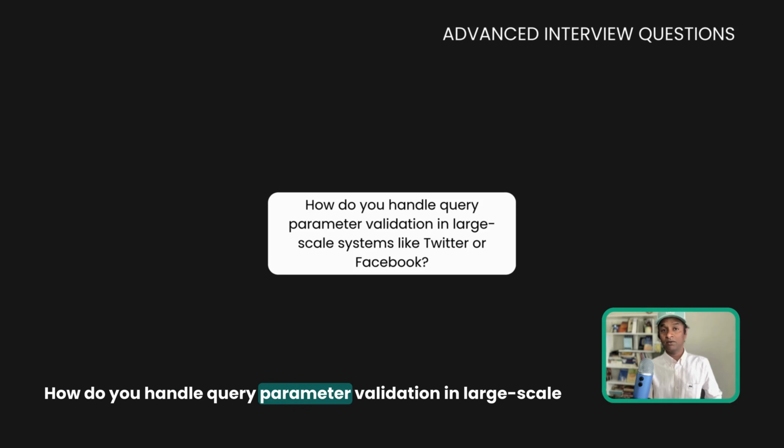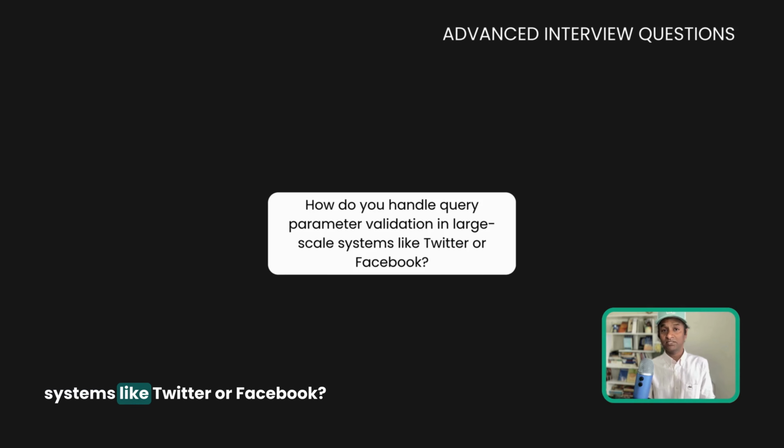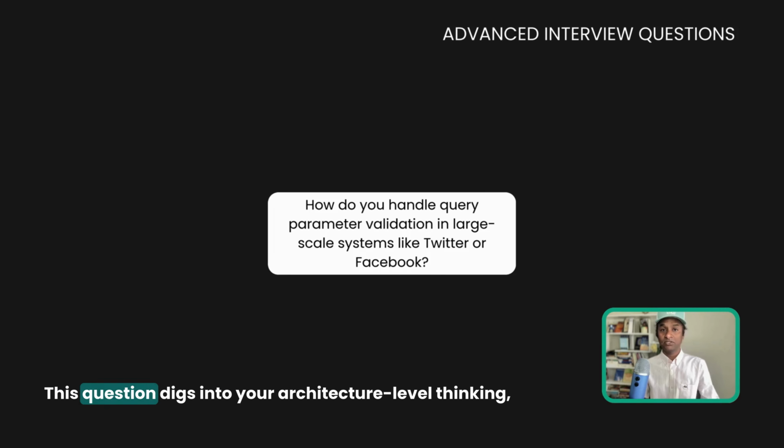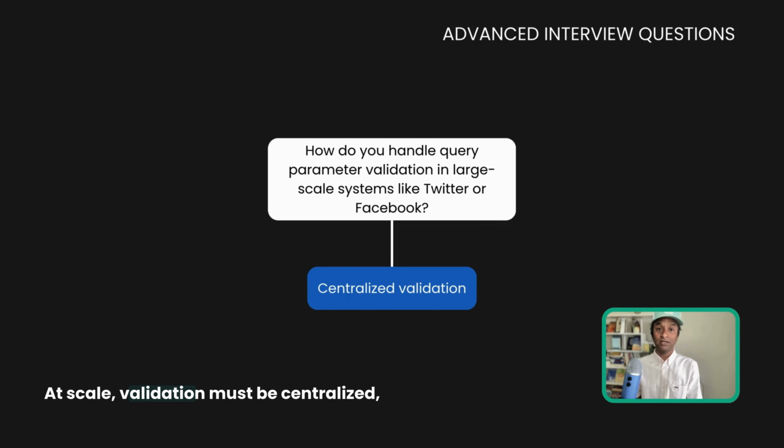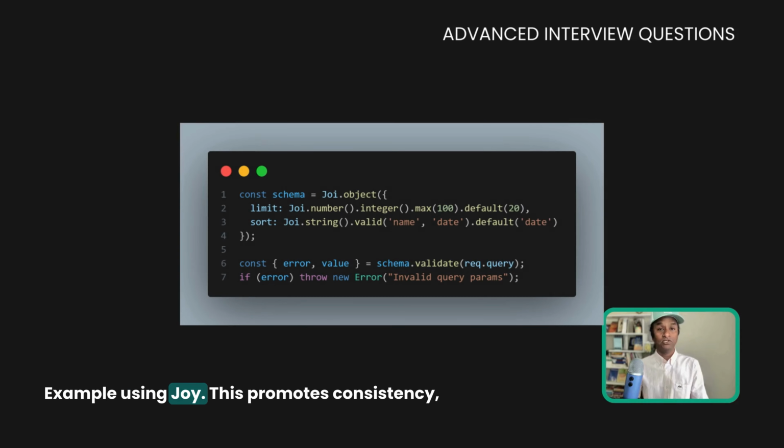Question number 5. How do you handle query parameter validation in large-scale systems like Twitter or Facebook? This question digs into your architecture level thinking, especially around validation, reusability, and security at scale. Answer. At scale, validation must be centralized. Teams use middleware and schema libraries like Joi or Zod to enforce input contracts before requests hit business logic. Example using Joi. This promotes consistency, safety, and reusability, allowing validation logic to scale along with your system.